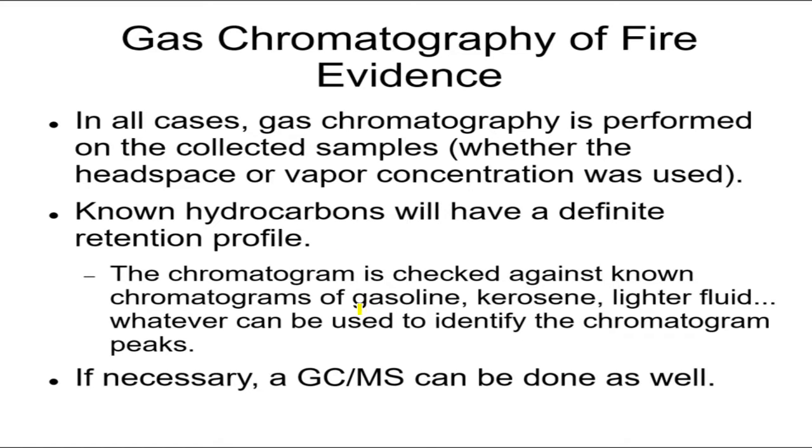We have chromatograms of all different kinds of other accelerants, so we can match up what we see to known chromatograms of these other ones. If necessary, we'll use a GCMS, that's gas chromatography mass spectroscopy, where each of these components that come out of the chromatogram is put through a mass spectrometer, which identifies, based on mass, the exact compound, which compound it is.